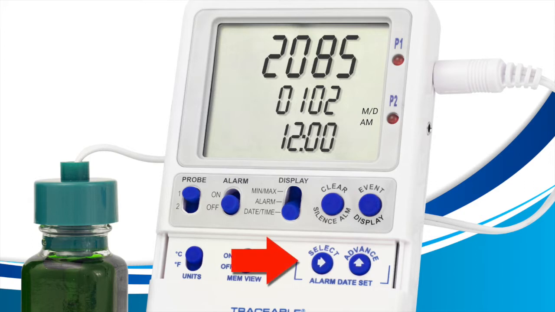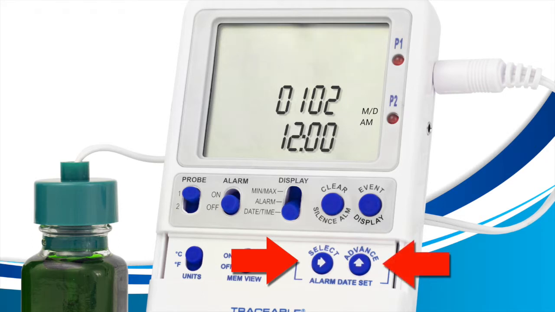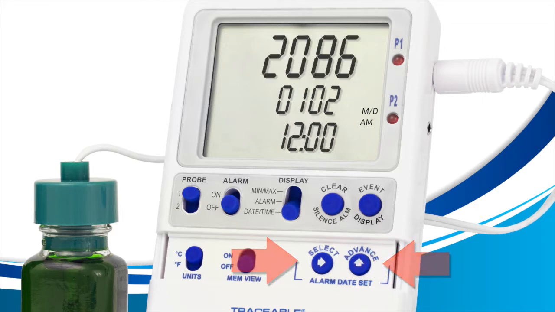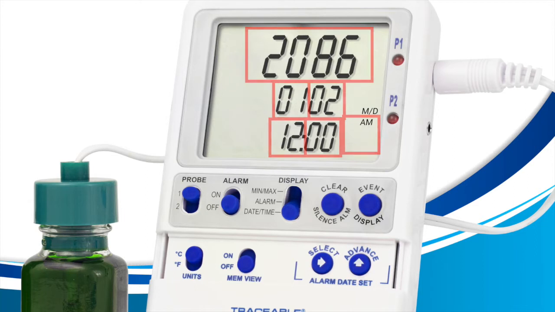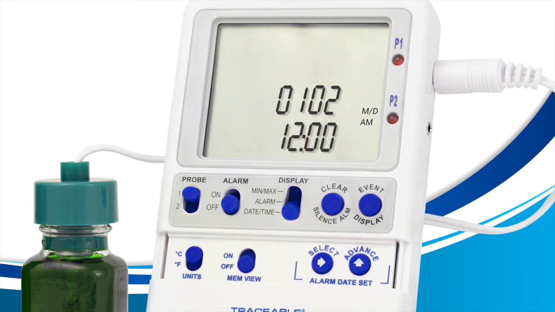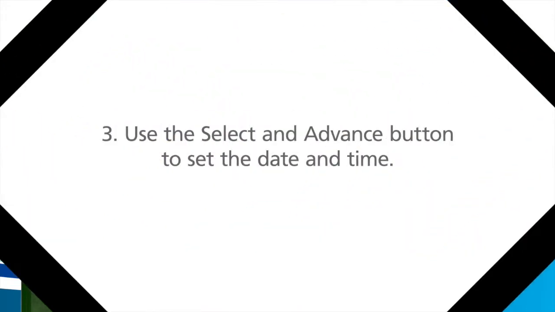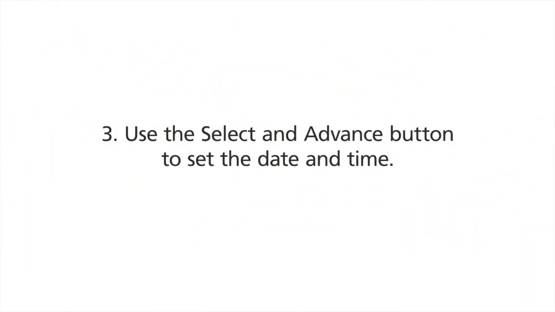But if we press the Select button first to select the year, pressing the Advance button now will change this value as it's currently selected. This same action will occur if we press the Advance button on any other selected field. Now that we know what each button does, let's use them together to set the date and time. Use the Select and Advance buttons to set the day and time.